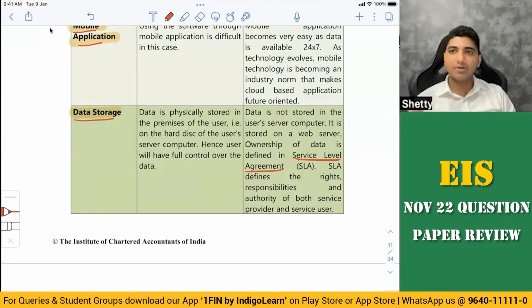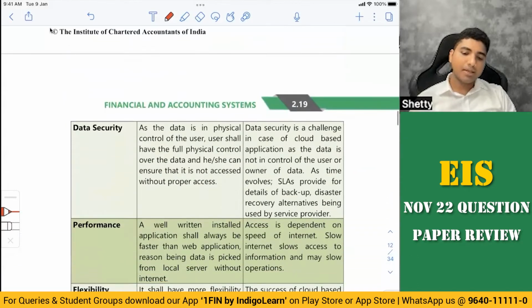Okay, so you have to be very, very careful when you choose who is storing your data. Next one is data security. Now, again, the continuation of the previous point only, data is in the physical control of the user. User shall have the full physical control. So in cloud, we don't have a proper physical control of the data, but we can always ensure that they take a proper backup by way of your service level agreements.